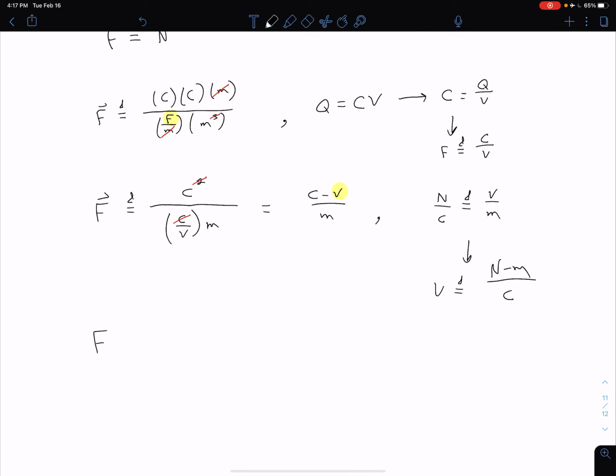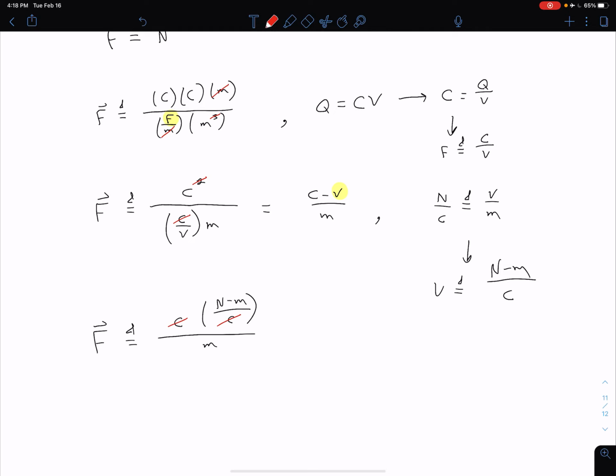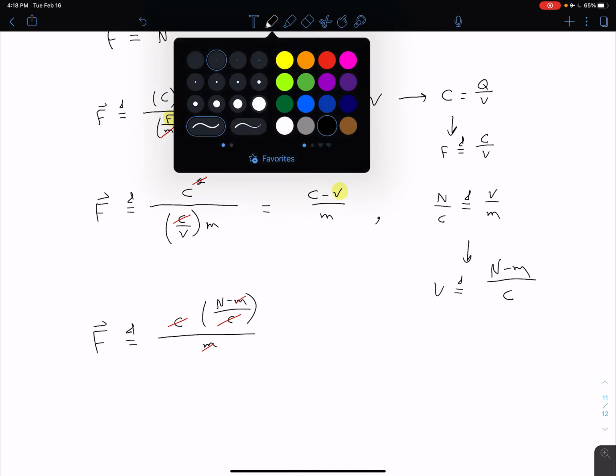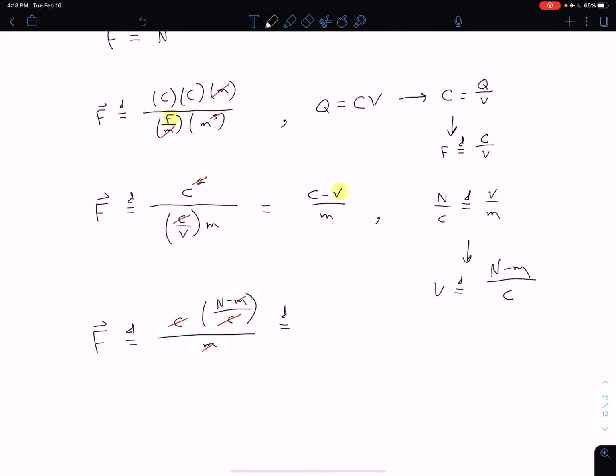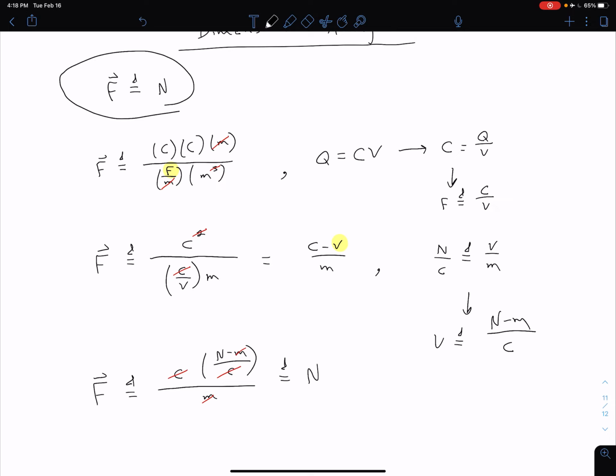Doing that, we get that our force is equal to, dimensionally, in the numerator we have the coulombs, and now in place of my volts, I'm going to substitute in my newton meter per coulomb, and we still have a meter in the denominator. Of course we can see our coulombs and our meters are going to cancel out, and we're just left with our newtons, which of course is what we knew to be true, but hopefully this gives you a little better understanding of how that works out in terms of the other units.